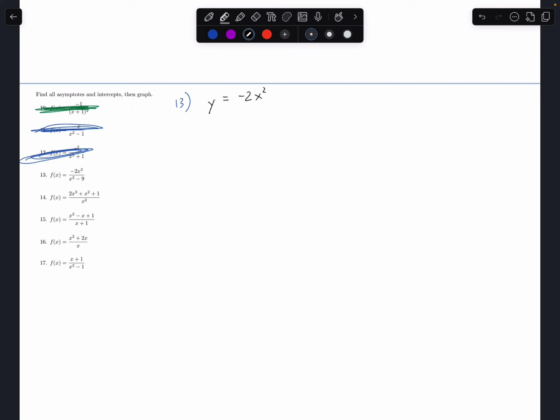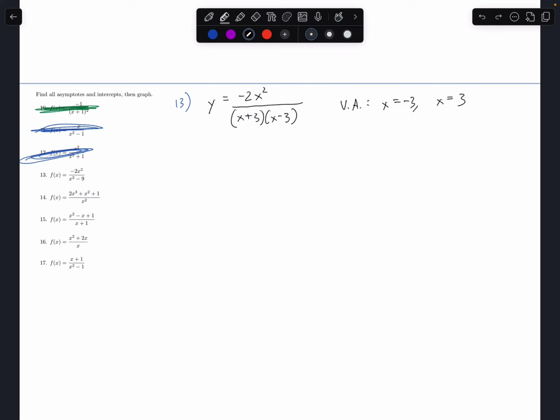Negative 2 x squared, that's fine. x squared minus 9, that's the difference of squares. It's x plus 3, x minus 3. Okay, no removable discontinuities we're looking at here, so nothing to worry about there. Okay, let's go ahead and write our vertical asymptotes first. x equals negative 3 and x equals positive 3.